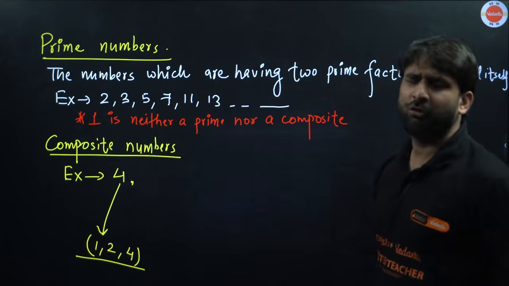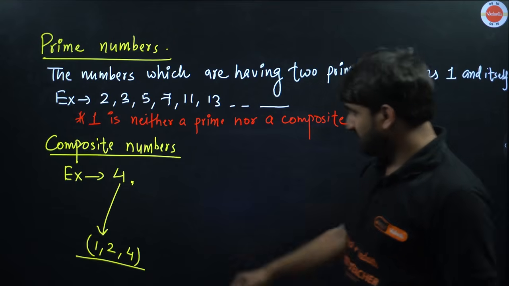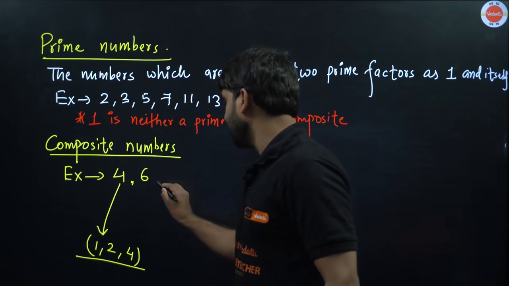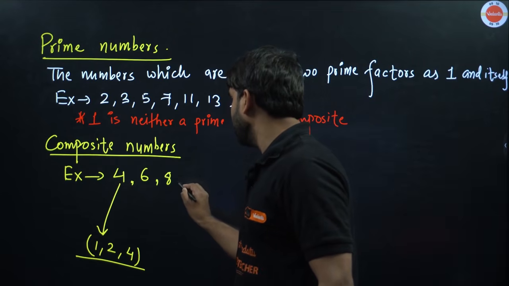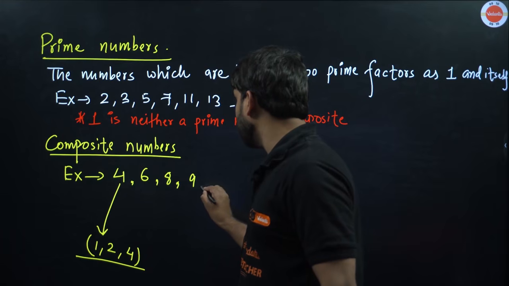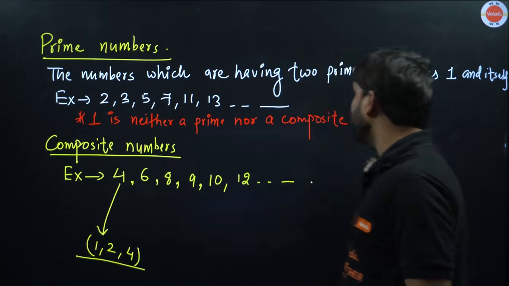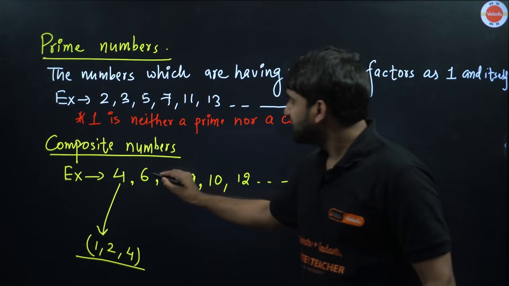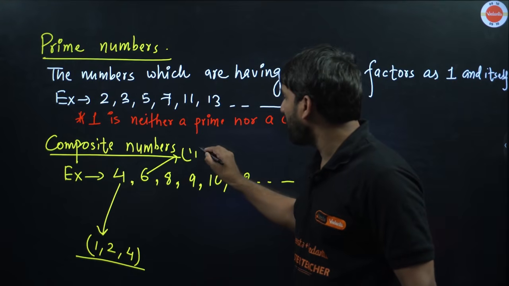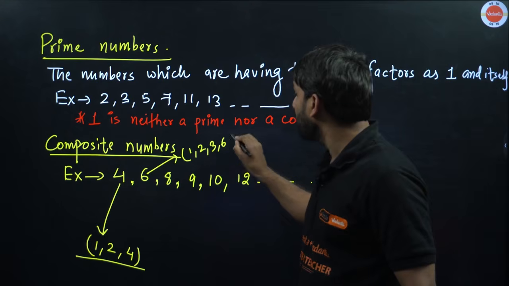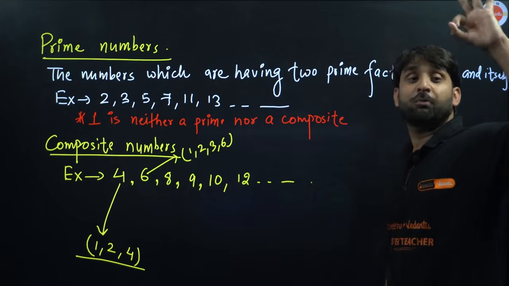And apart from 4, there are so many composite numbers. So after 4, 6 will be there, 8 will be there, 9 will be there, 10 will be there, 12 will be there, and so on. Why? 6 has the factors 1, 2, 3 and 6. So 6 has 4 factors.